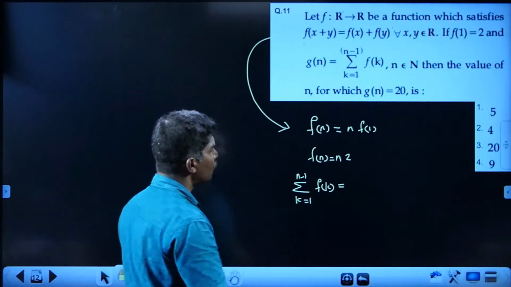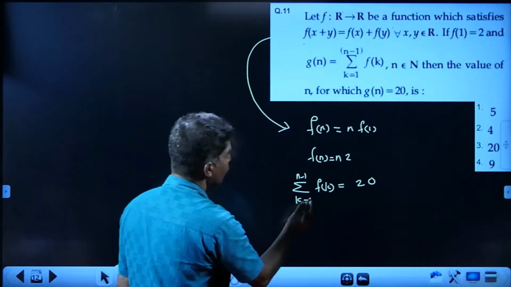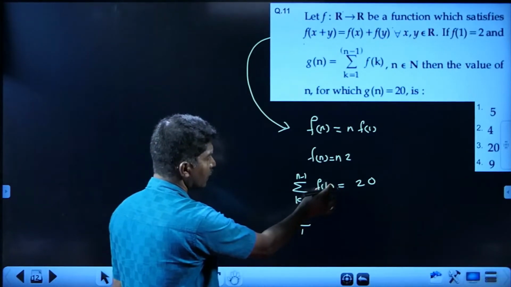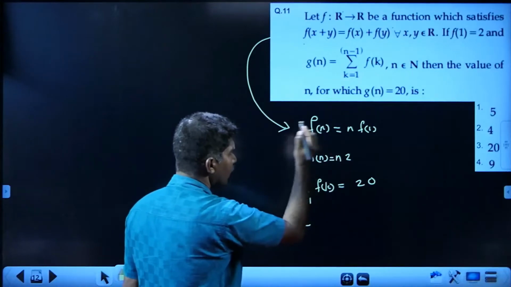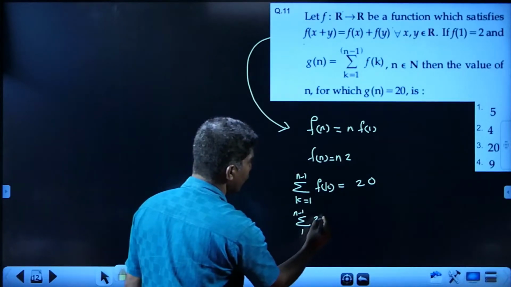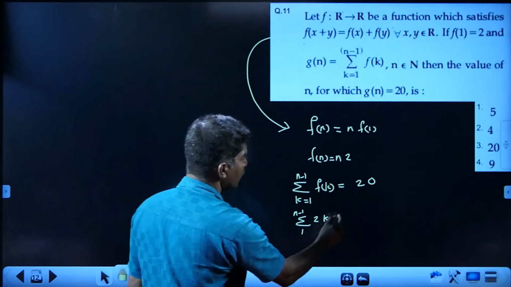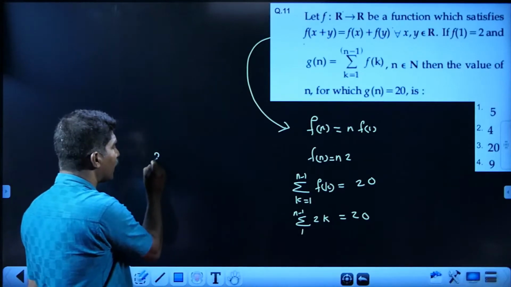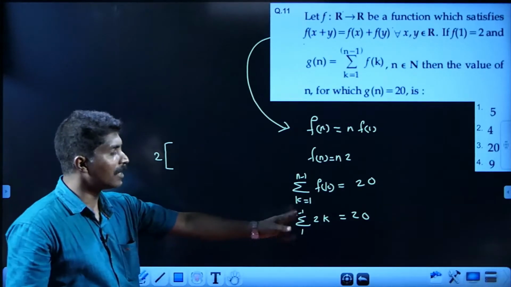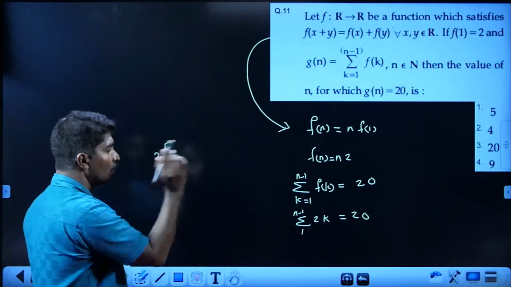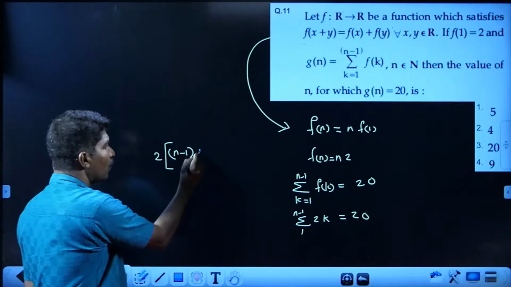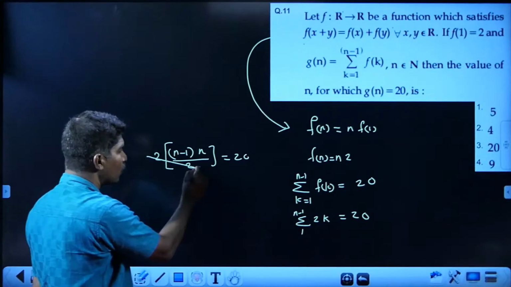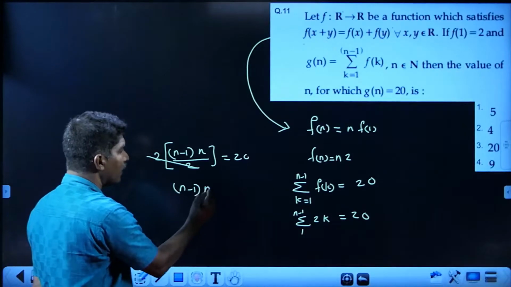Okay, the sum is equal to 20, given. So we can say that the sum from k equals 1 to n minus 1 of f of k, where f of n is n into 2, so 2 into k, is equal to 20. Now 2 is common, so it is taken outside the bracket. And here is a summation formula up to n minus 1, so the formula will be (n minus 1) into n divided by 2, that is equal to 20. So this 2 and 2 cancel. (n minus 1) into n is equal to 20.